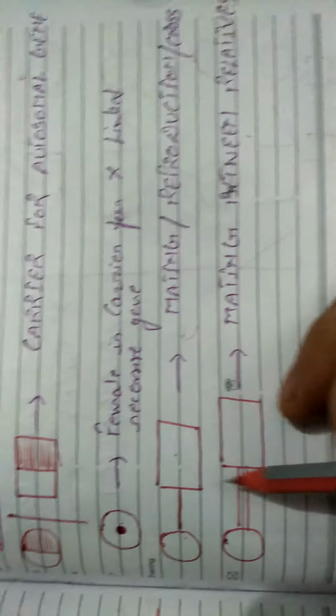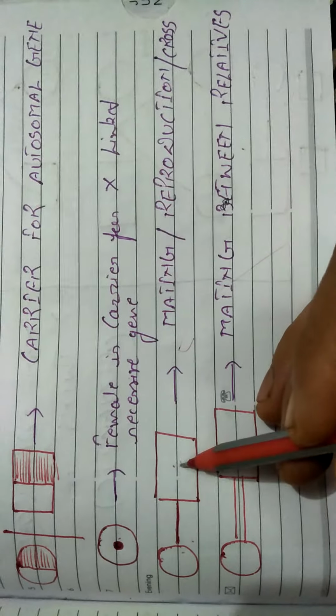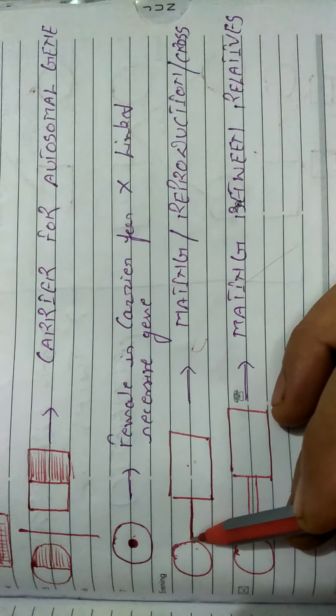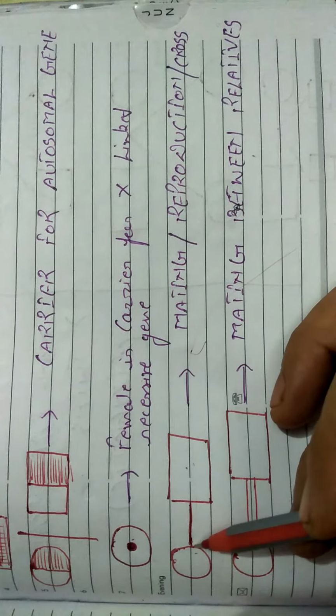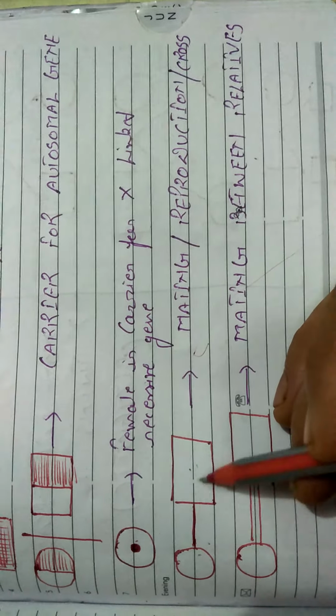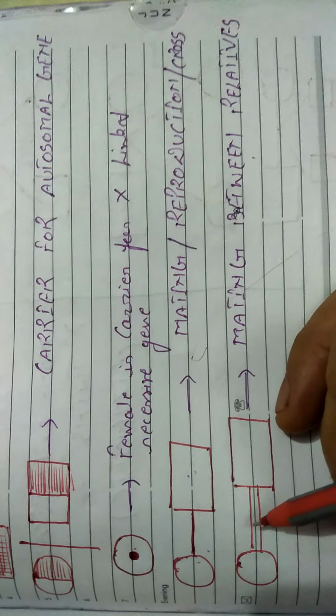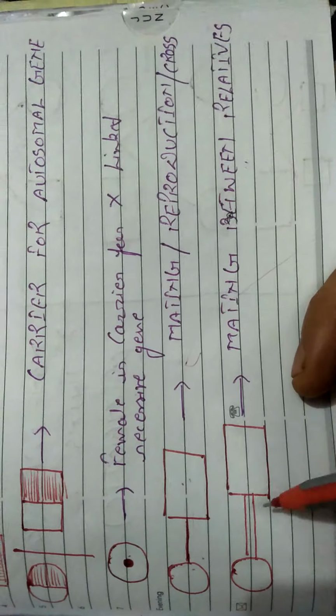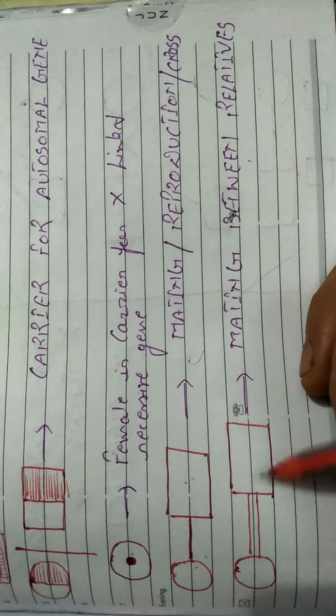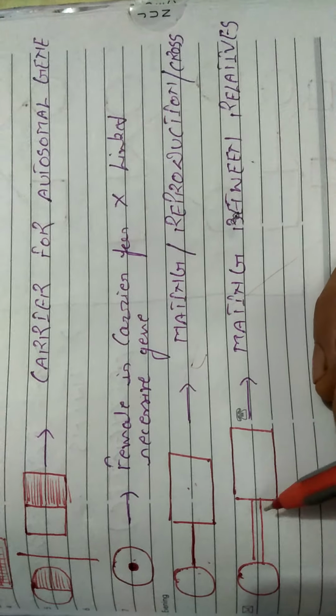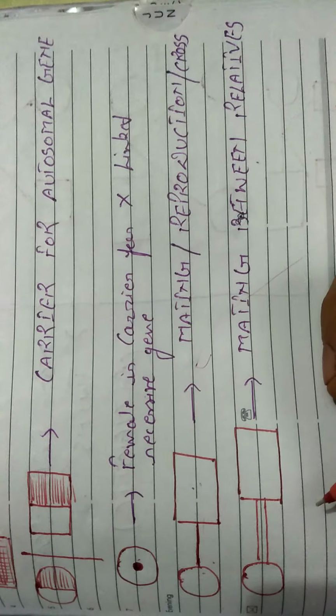Now this is important. If the male and female have a line which connects them, then this denotes mating or reproduction or cross. If two lines are present between male and female, it means mating takes place between relatives. So these all symbols are related to the pedigree analysis.